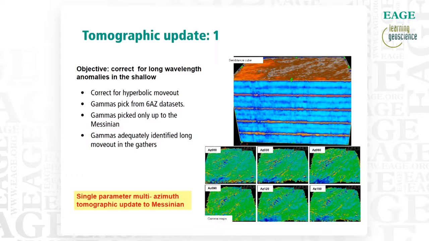The maps on the bottom right hand side show you, for the different azimuths, the results that you get from this single parameter pick. All that information for all these surfaces, and you can take as many as you can, will then be used to update the model up to the Messinian layer.